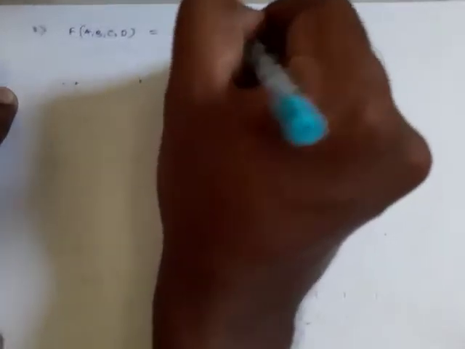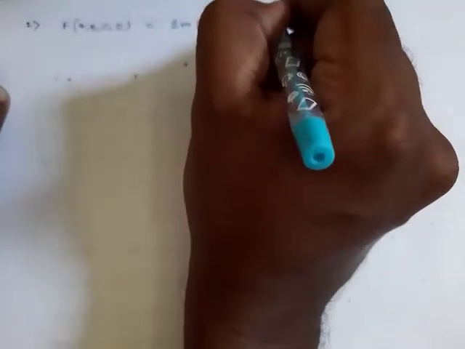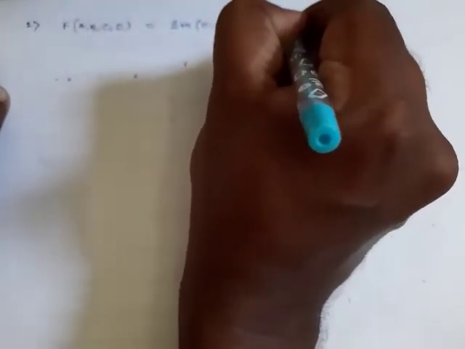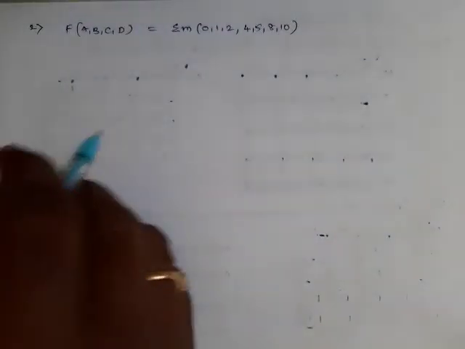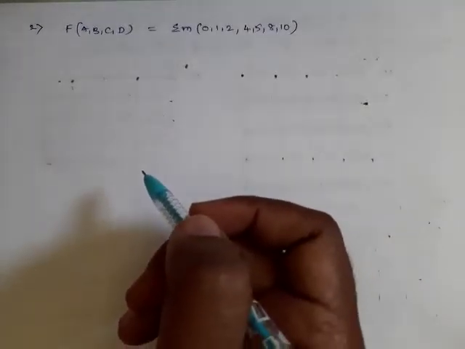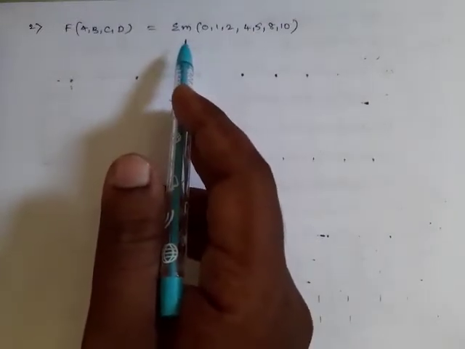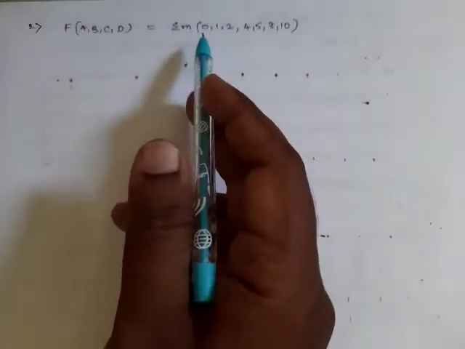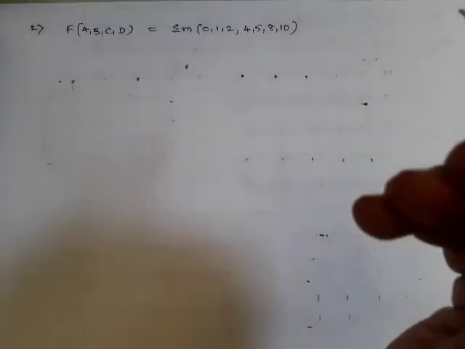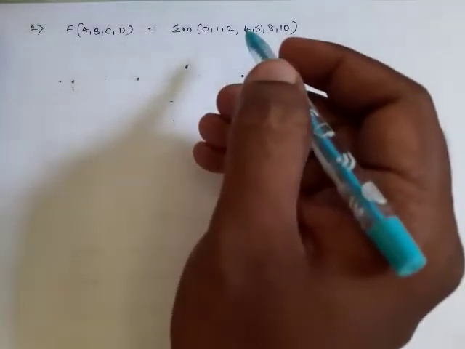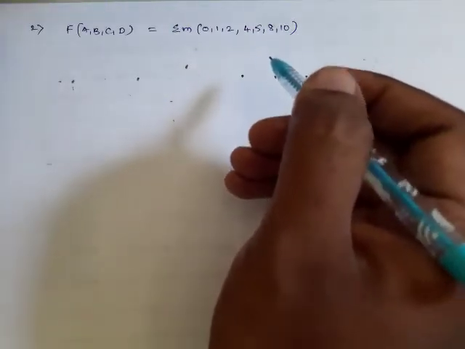0, 1, 2, 4, 5, 8 and 10. So this is another way of writing a function as the sum of minterms. Small m indicates minterm, sigma indicates summation, and the decimal equivalents of the minterms are 0, 1, 2, 4, 5, 8, 10. The summation of the 7 minterms.